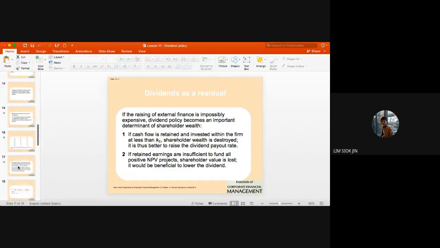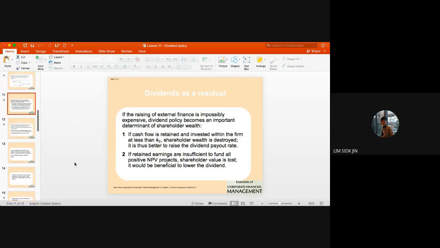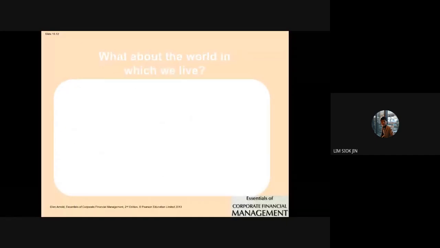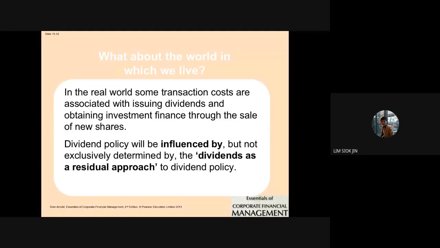All right. I'll cover a little bit more, and probably will not finish by today, because there is quite a lot. I'll try to make you understand about dividends before we go further. So, going on to the next slide, about dividends. What about the world in which we live in?